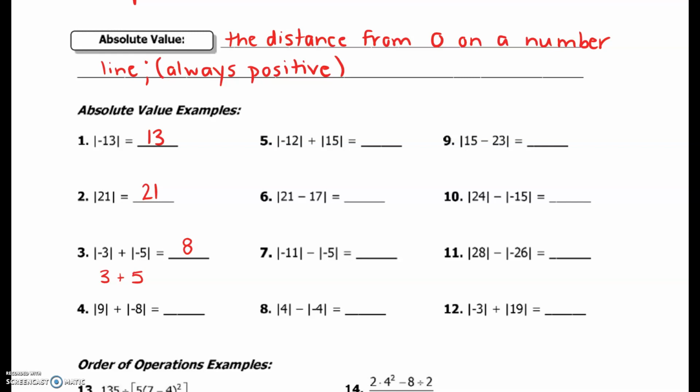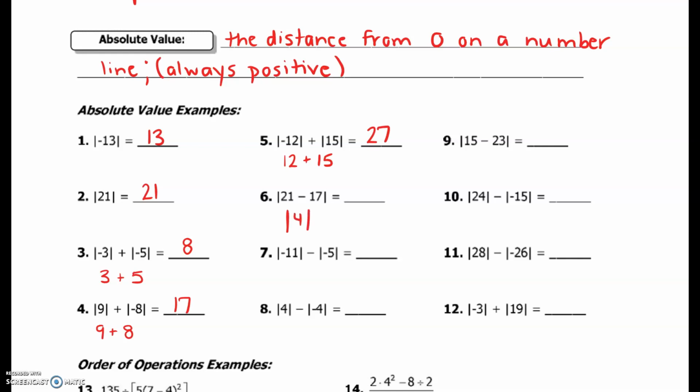Same idea on number 4. 9 plus negative 8, well, that absolute value turns that negative 8 to a positive, so 9 plus 8 is 17. Similar concept in number 5. Negative 12 turns positive, 15 stays positive, so 12 plus 15 is 27. Okay. Number 6, 21 minus 17. Now this is inside the absolute value, so you simplify within the absolute value as if they were parentheses. 21 minus 17 is positive 4.